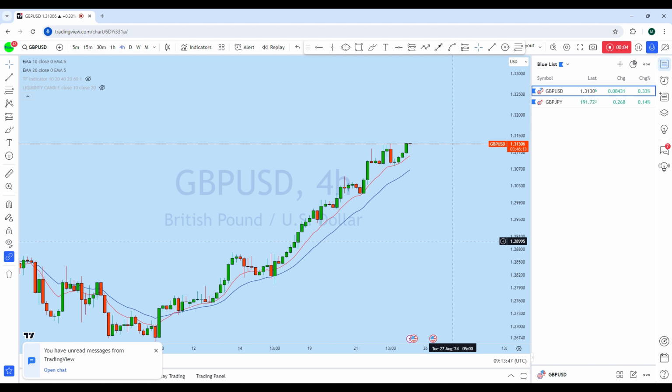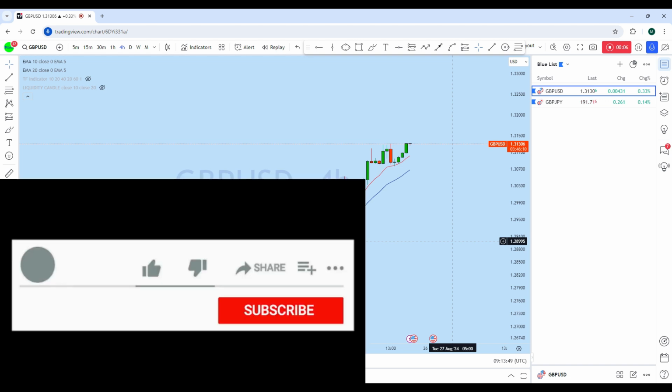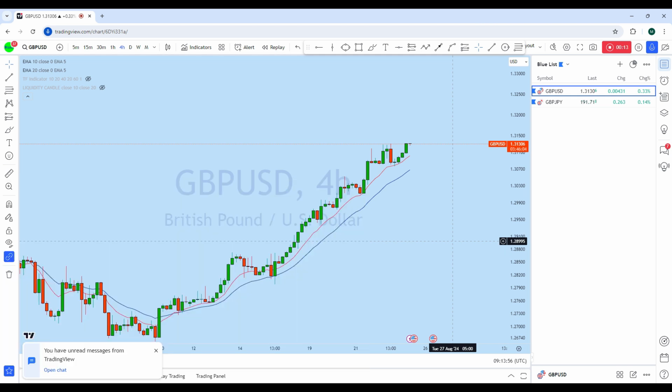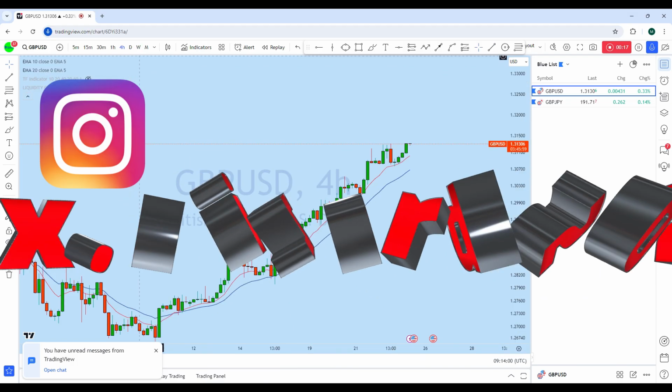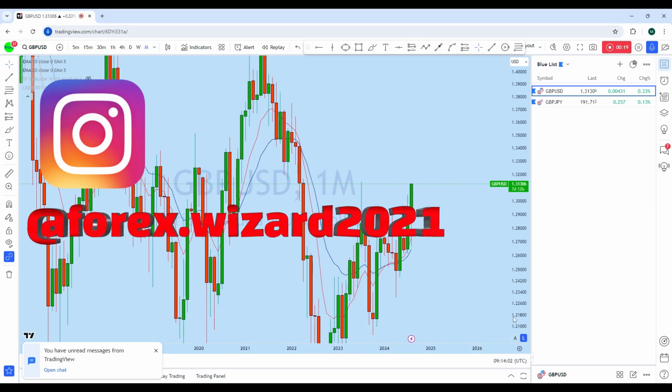So looking at GBPJPY and GBPUSD, both of these instruments currently showing significant trading opportunity. Before we discuss how we can trade those instruments on the lower time frame, let's quickly look at higher time frame, starting with the monthly chart on British Pound US dollar.